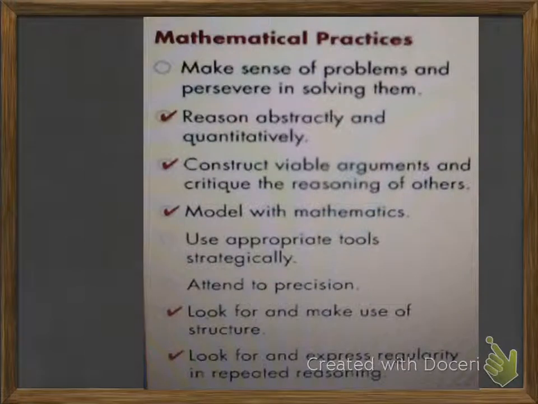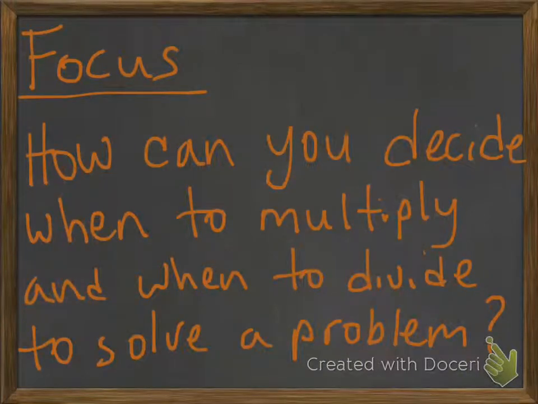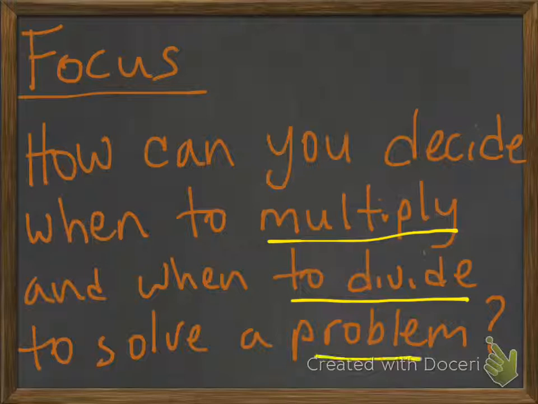Our mathematical practices: we're going to reason abstractly and quantitatively. We're going to construct viable arguments and critique the reasoning of others. We're going to model with mathematics, look for and make use of structure, and look for and express regularity in repeated reasoning. Our focus is: how can you decide when to multiply and when to divide to solve a problem?